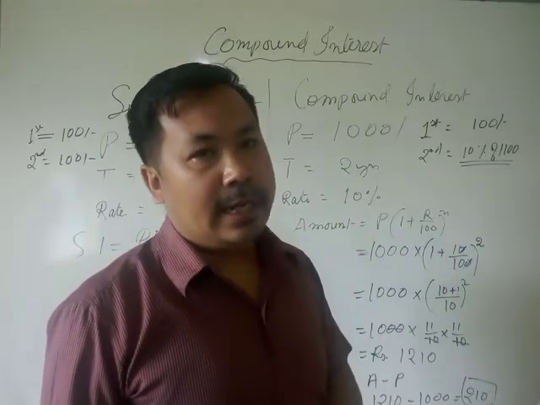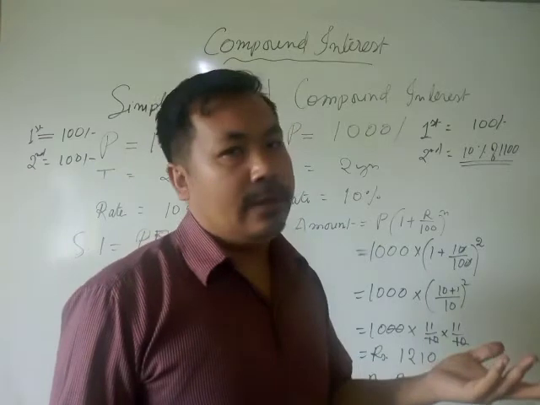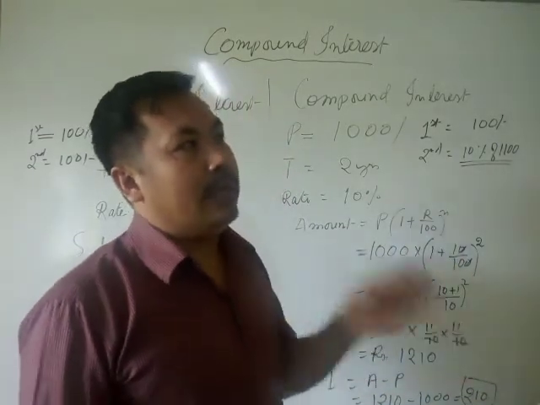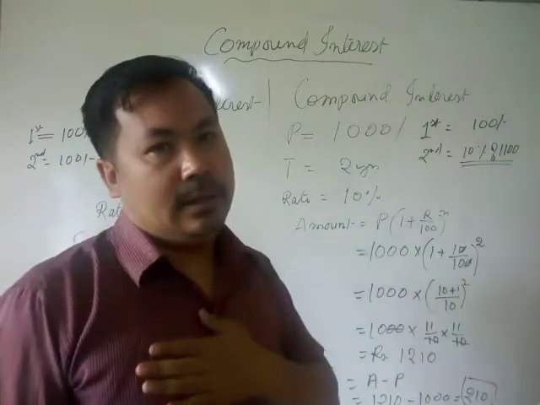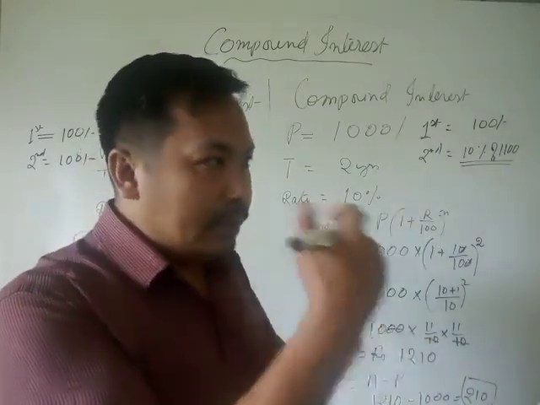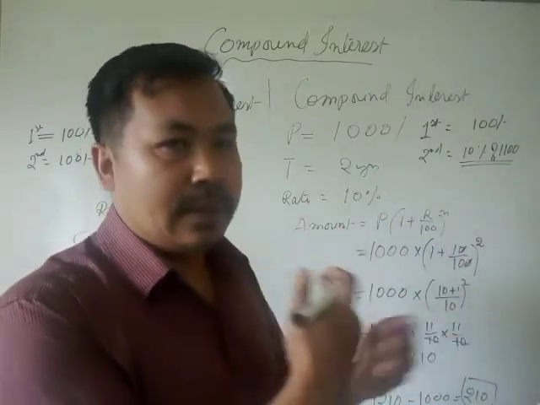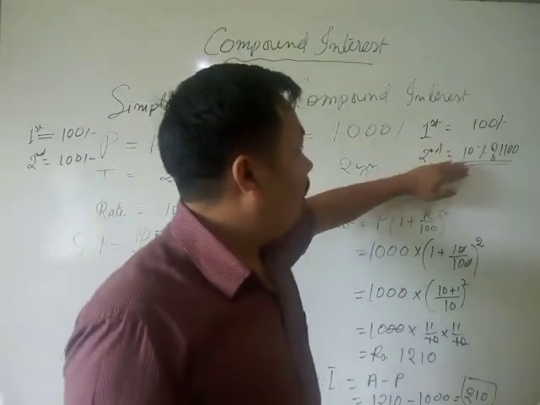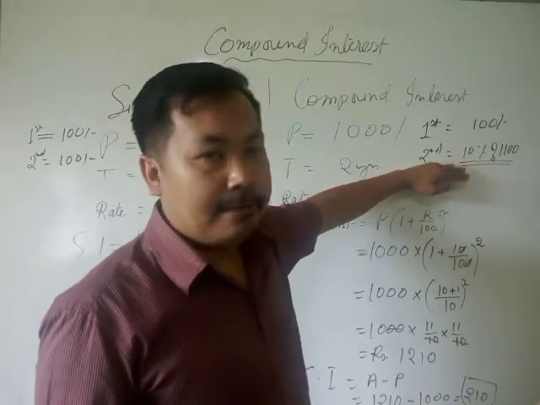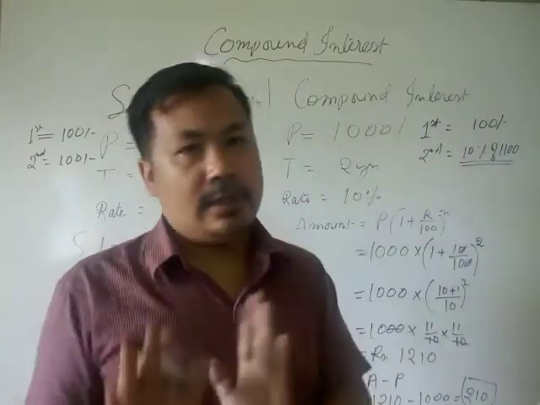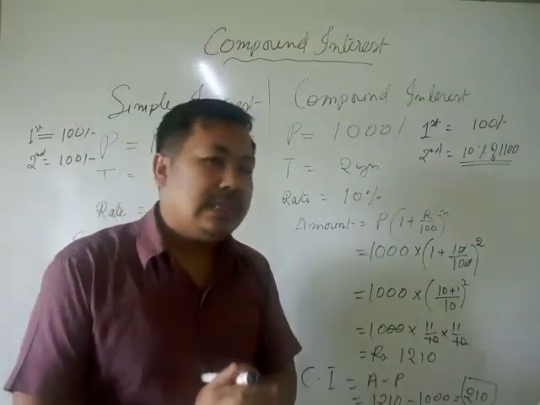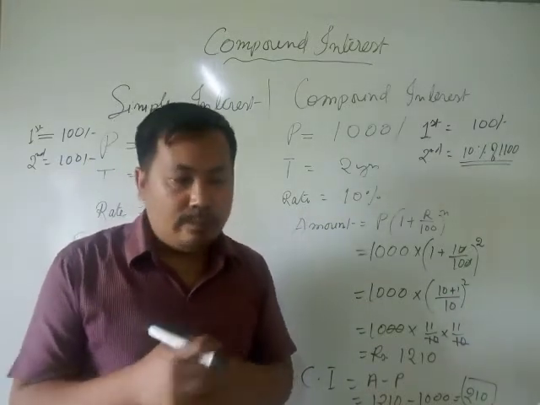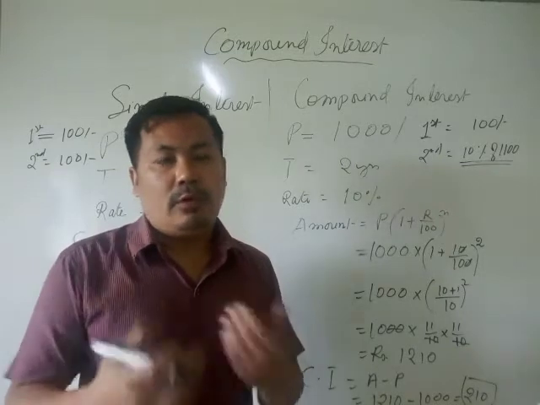The principal of the second year will be the amount of the first year. Amount is the money that we calculate at the end of a certain period. That is the principal plus interest, simple interest, isn't it? It is amount. But the amount of the first year will be the principal of the second year. That's all clear. So let us go to our exercise 8.3. We can discuss more on the process.